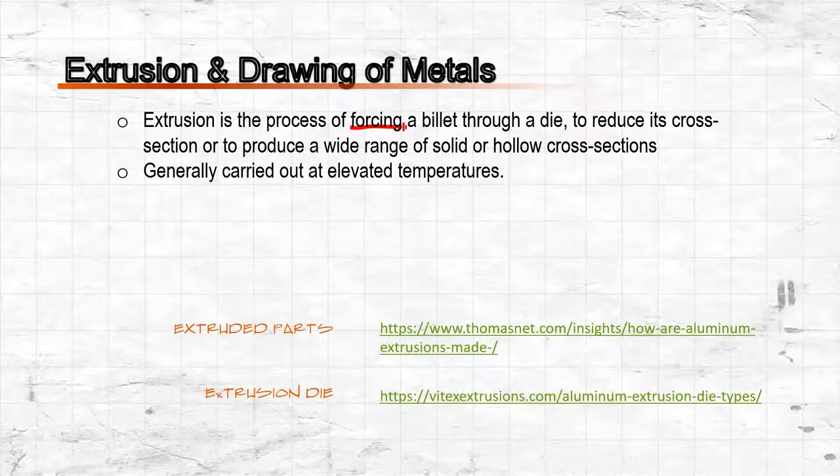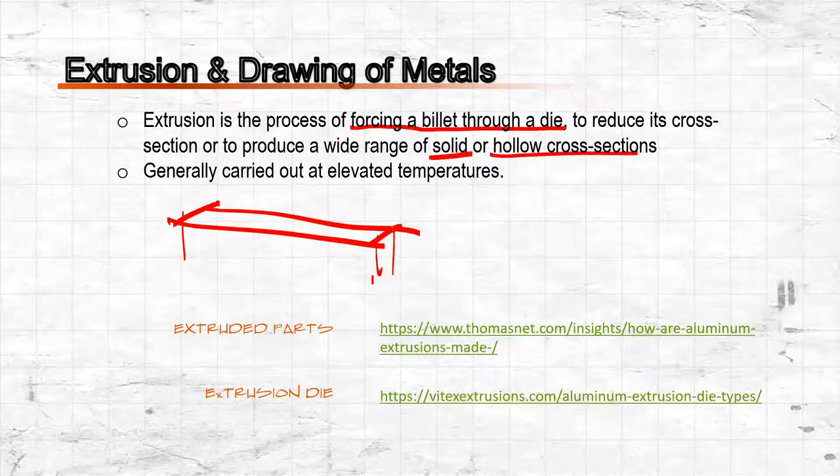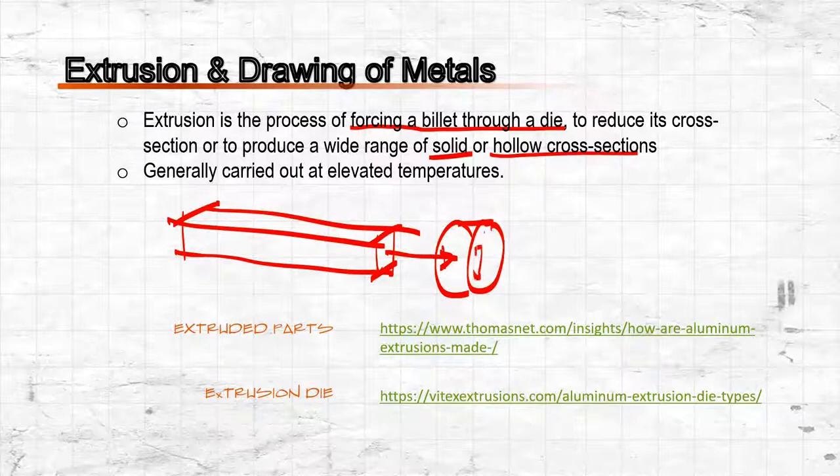Extrusion is a process of forcing a billet through a die to reduce its cross-section or to produce a wide range of solid or hollow cross-sections. So let's say we have this billet, and it's being forced through a die. That die has an exit or hole, depending upon the shape right here. So that depends upon the shape of the die, and that's going to be the cross section of the product. It's going to be something like this.